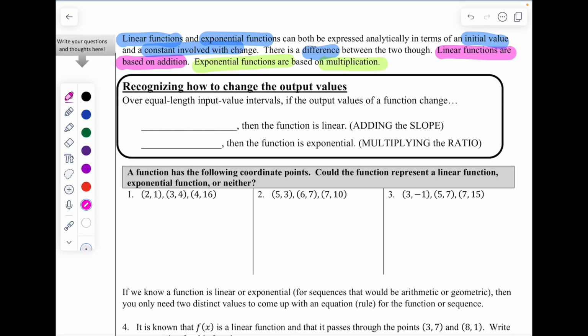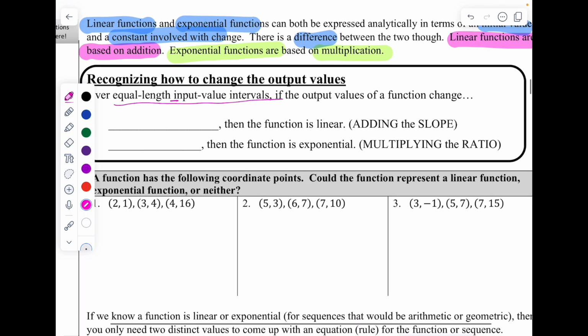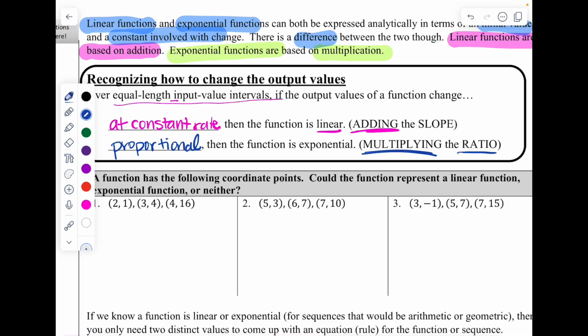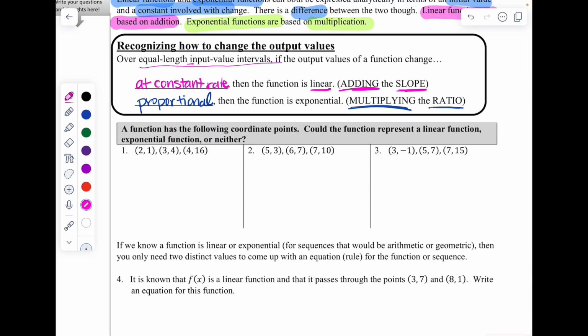So overall, over equal length input value intervals, the outputs of the function change this way. If it's linear, they're going to go at a constant rate, and that's because we're adding the slope every time. If we're talking about exponential, this is going at a proportional rate. That's that idea of the ratio. So we're multiplying the ratio and we're adding the slope. Okay, so let's look at this one.